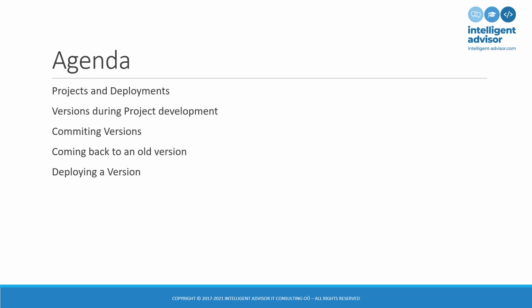The agenda is simply to remind you about how decision services work in respect of the development cycle, which we'll call projects, and the deployment cycle, which we'll call deployments. We'll look at the different concept of versions. We'll look at how you commit a version, how you come back to an old version, and what it means to deploy a version. Again, simply to highlight things that you should take into account when building out a decision service strategy.